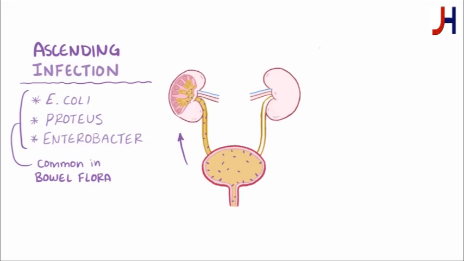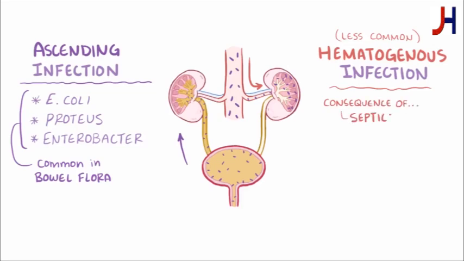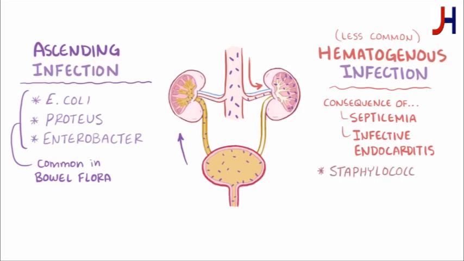Now, it's also possible that the kidneys get infected via hematogenous infection, or spread through the bloodstream, although this is a lot less common. Usually, pyelonephritis from hematogenous spread is a consequence of septicemia or bacteremia, which is bacteria in the blood, as well as infective endocarditis, an infection of the inner layer of the heart. In these situations, the most common organisms are Staphylococcus species and, again, E. coli.